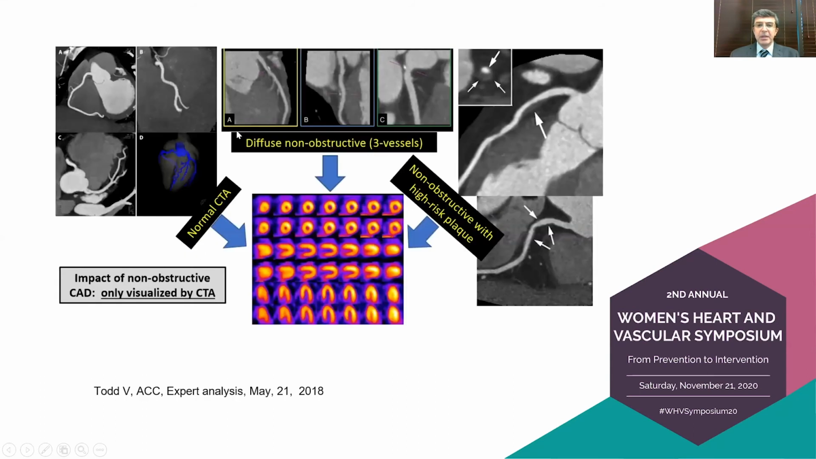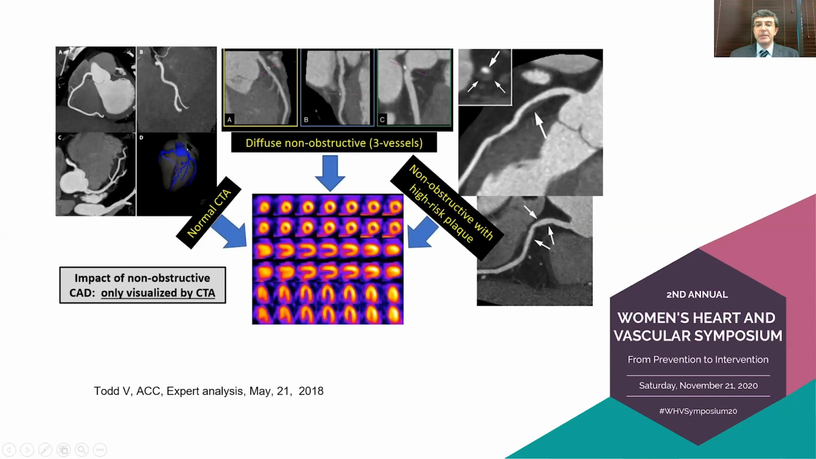This is a comparison of the regular stress test and CTA, what we can see. In the bottom, you will see a SPECT that is normal, but a normal SPECT does not mean normal coronaries. Any of the top three pictures could be the result of this stress test.